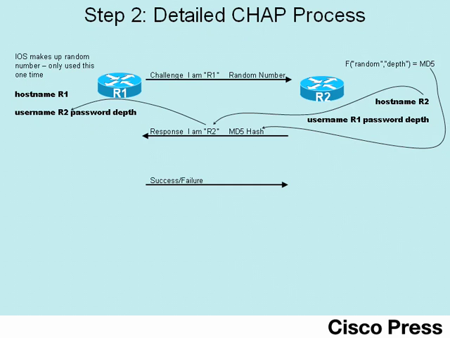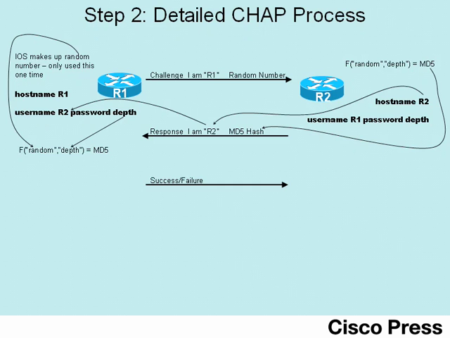So R1 will take a look at the response message's hostname, which says R2, find R1's username R2 command to find the password. It'll feed that password into the MD5 mathematical formula. Also, it'll use the random number that R1 had already generated. R1 doesn't need to see that in the response message because R1 made up that random number in the first place. So essentially, R1 is doing the exact same math with the exact same two input values as R2.